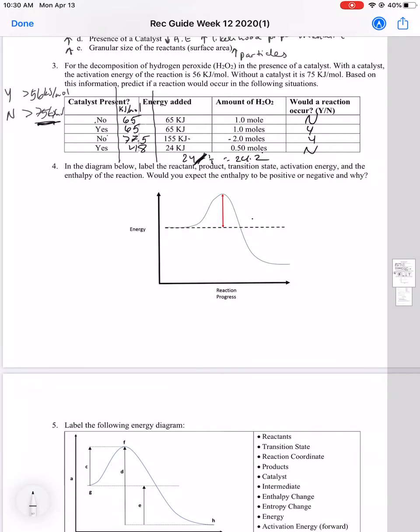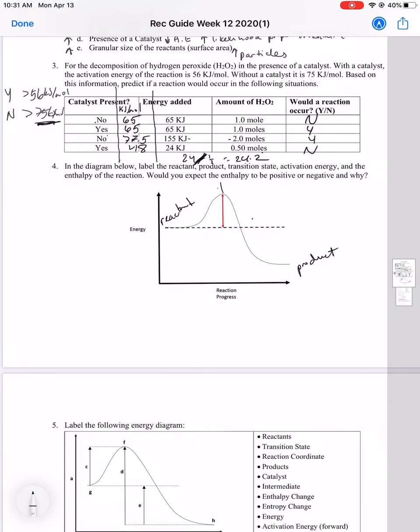Okay. In the diagram below, label the reactant, product, transition state, activation energy, and the enthalpy of the reaction. Would you expect the enthalpy to be positive or negative, and why? Okay, so let's start with labeling all this stuff. So a reactant, remember, that's your starting material. Your product is what you end with.